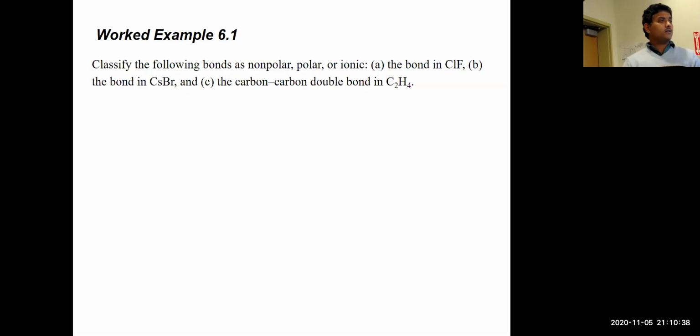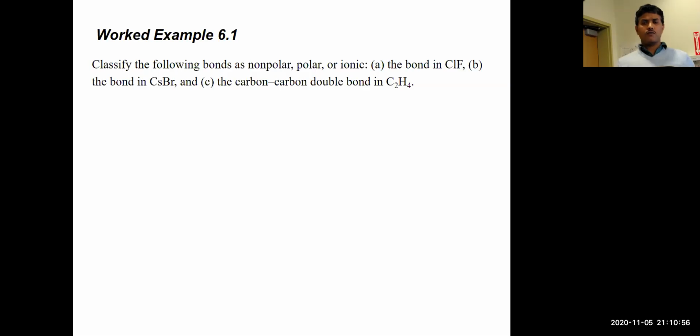So let's look at the question. Classify the following bonds as non-polar, polar, or ionic. Okay, so what are those? ClF, CsBr, and C2H4. Okay, let's work on ClF first.